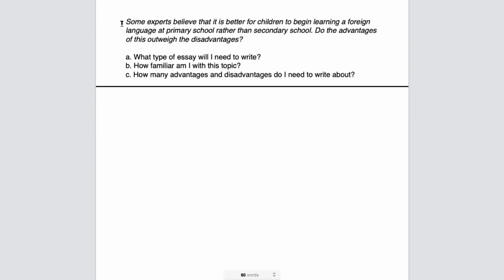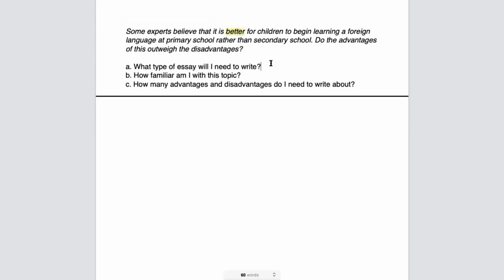Some experts believe that it is better for children to begin learning a foreign language at primary school rather than secondary school. Do the advantages of this outweigh the disadvantages? Okay, let's read it again. I'm going to highlight key words. So, some experts believe that it is better, I'm going to go ahead and underline this, for children, now this is our subject, so I'm going to underline that, to begin learning a foreign language.